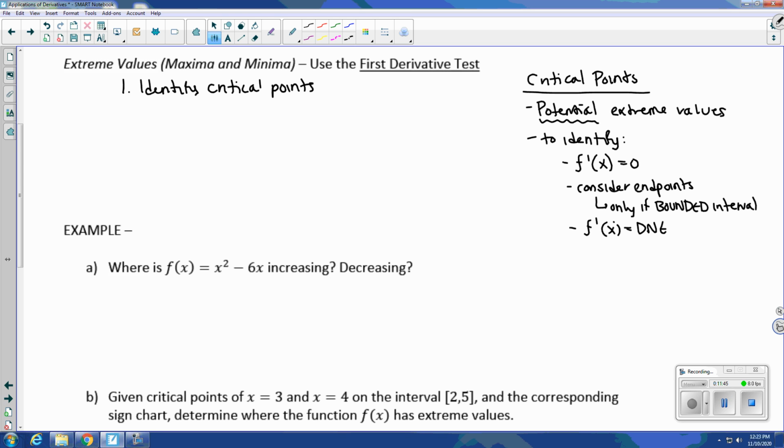Once we've identified the critical points, we are going to make a sign chart for the derivative. And once we've made a sign chart, we analyze the sign chart to determine where f of x is increasing and decreasing, and thus deciding where our maxes and mins are.